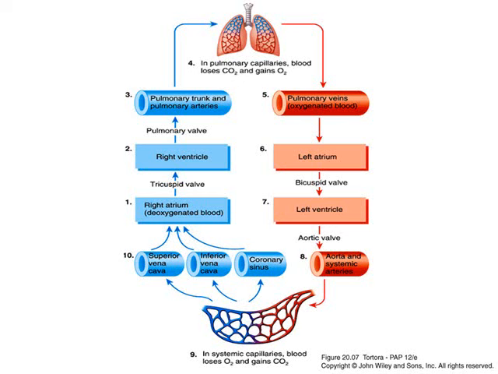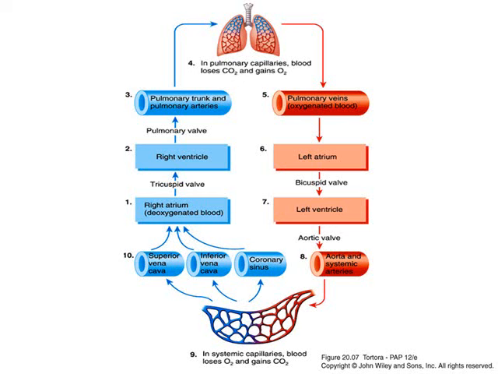I want to work through this diagram with you slowly. If you follow where the numbers are, number 1 is the right atrium. You can find this figure in your Tortora textbooks. So blood enters the heart at the right atrium. It's deoxygenated blood at this point, and passes through one of the valves into the right ventricle. The valve in question is the tricuspid valve.